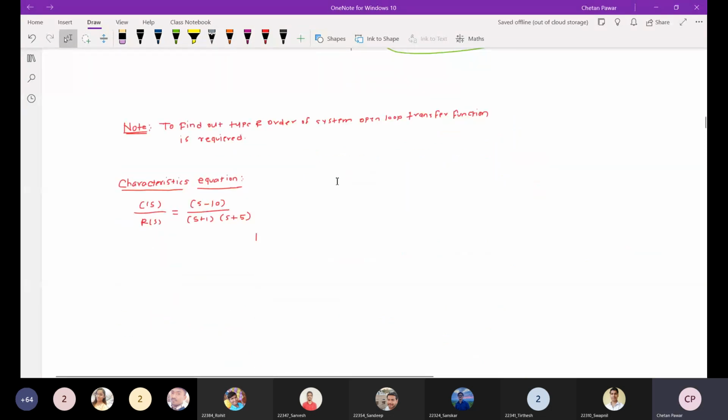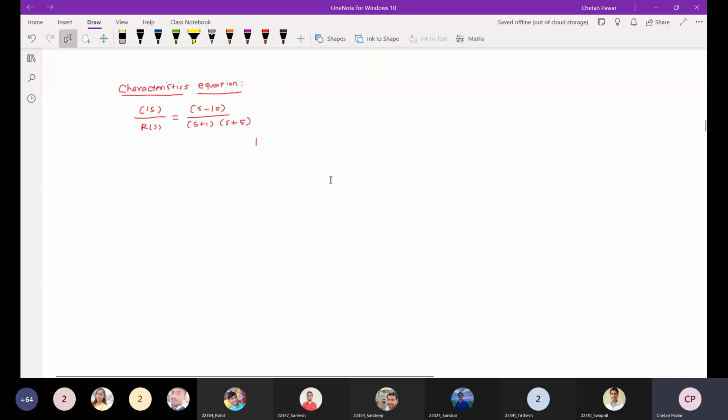So let us see the next concept here, characteristics equation. Okay. So this is a particular closed loop transfer function K1.